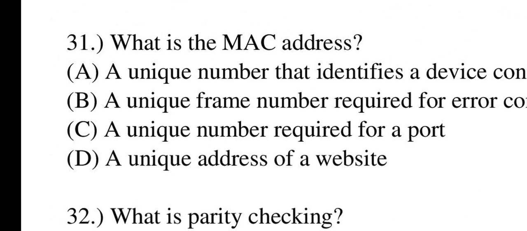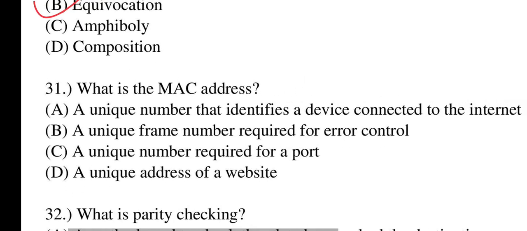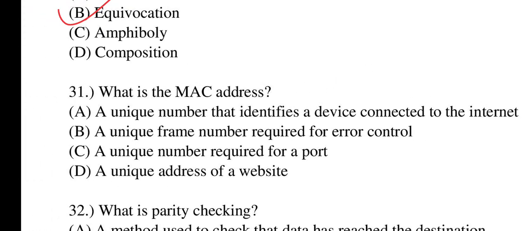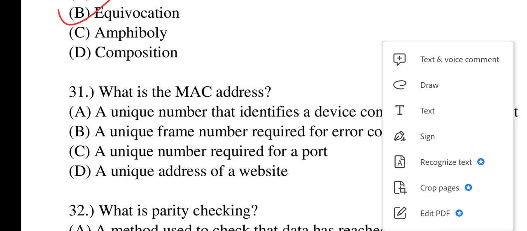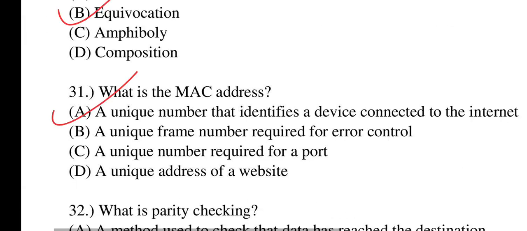31 says, what is the MAC address? A, a unique number that identifies a device connected to the internet. B says a unique frame number required for error control. C says a unique number required for a port. D says a unique address of a website. 31, number A will be correct, a unique number that identifies a device connected to the internet.